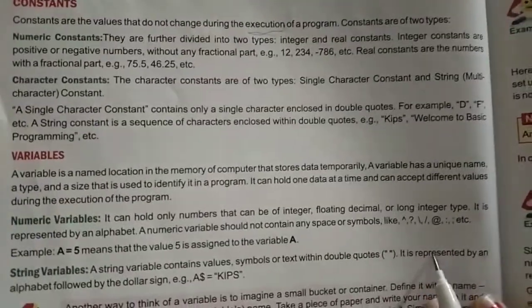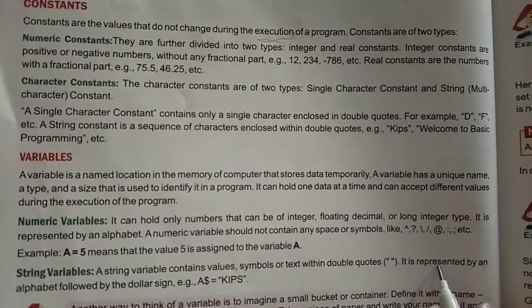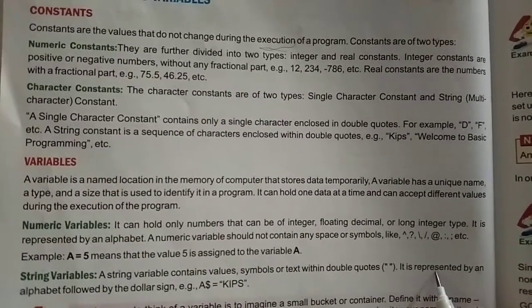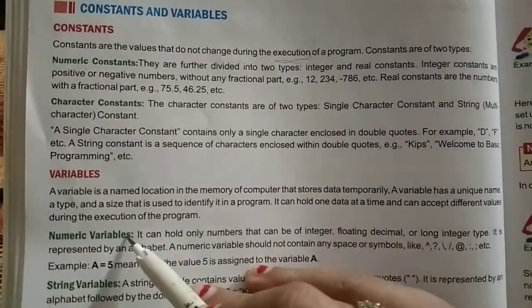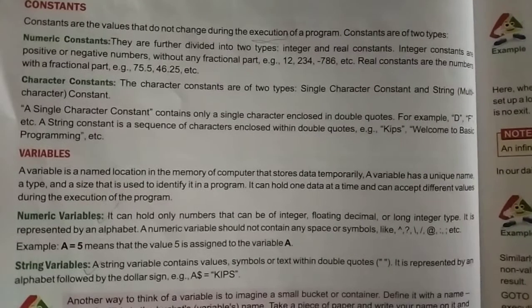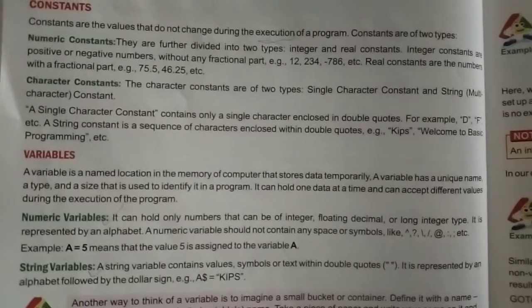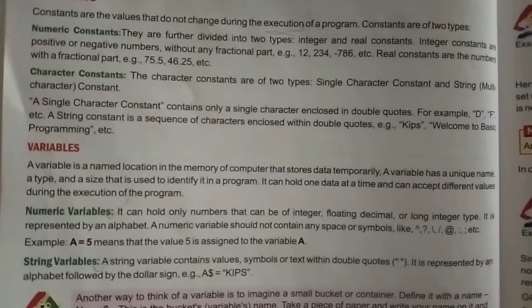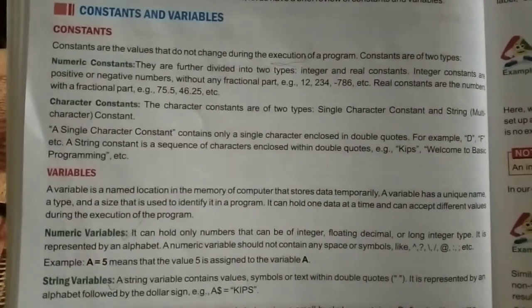Now if we move further, what is the meaning of a variable? A variable has a unique name and a size which helps to identify it in the program. There are again two types of variables. The first one is the numeric variable and the second is the string variable. A numeric variable can include the question mark, at the rate, etc. And the string variable contains values, symbols, text, etc. So this is the introduction to constants and variables.